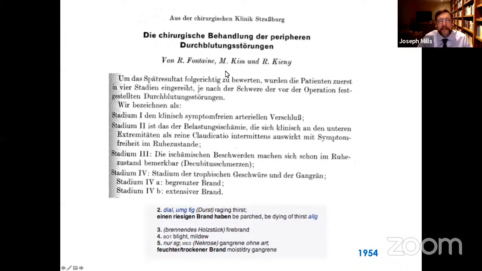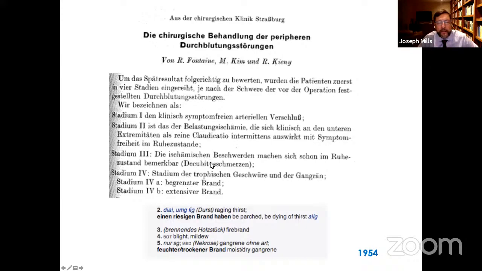But this was the 1954 classification from Fontan that is still used to some extent today in Europe. And basically, they had a primitive normal saline study that they could do to assess perfusion on people. But this was back in the 50s when most patients were pure atherosclerotic ischemia patients and were cigarette smokers and relatively few diabetics. So for them, stage 1 were patients who had no clinical symptoms, but they had arterial occlusive disease. Stage 2 was patients who had no symptoms at rest, but when they walked, they got claudication.